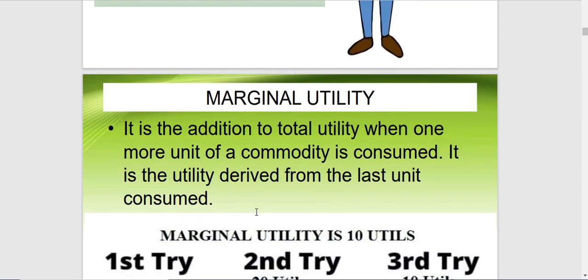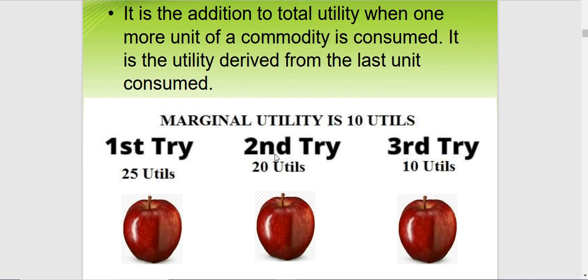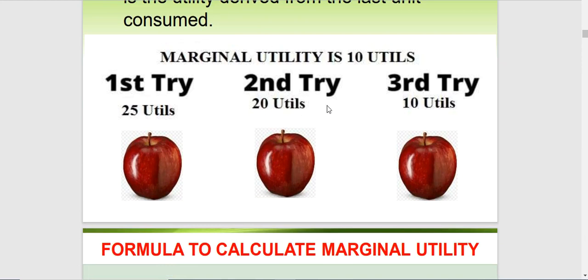Then we come to the concept of marginal utility. Marginal utility is the addition to total utility when one more unit of a commodity is consumed. Every additional unit is marginal. So it is the addition to total utility when one more unit of a commodity is consumed. It is the utility derived from the last unit consumed. And in order to understand the concept of marginal utility better, we are taking into account this example.